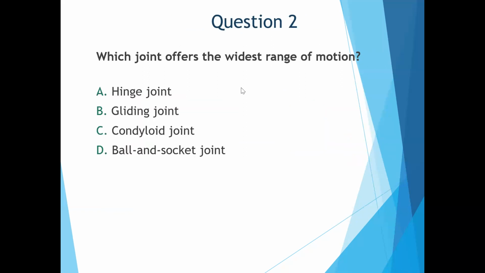All right, question 2. I hope you guys can get this one. Which joint offers the widest range of motion? A, hinge joint, B, gliding joint, C, condyloid joint, or D, ball and socket joint?